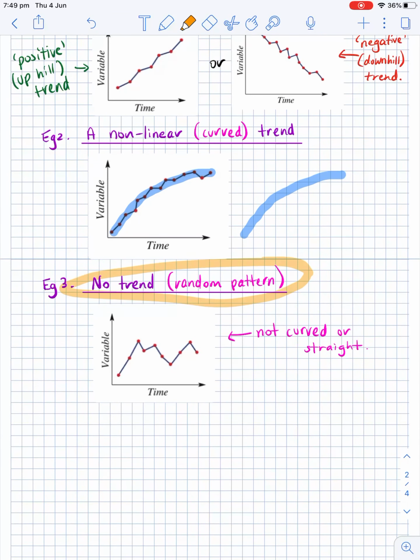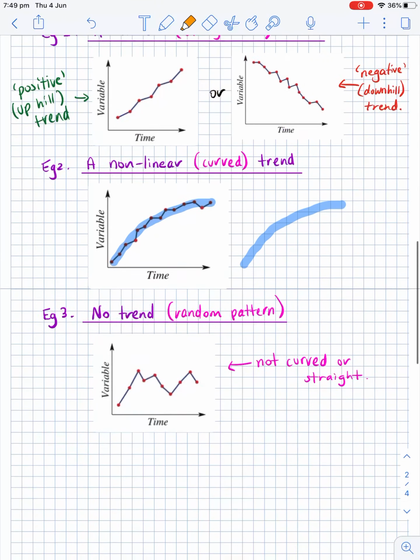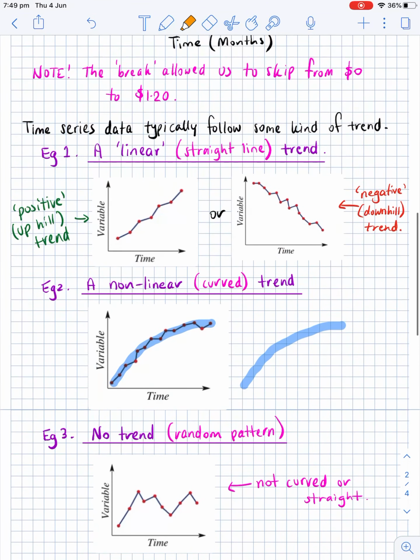And then lastly, you've got the no trend pattern, where it's quite random. You can see here that it's definitely not following any sort of straight line. It's going up and down, up and down. It's not following a curved line. It's very jagged. It's all over the place. So we would say that this sort of time series data has no trend. It's a random pattern. I hope this helps with the questions. Good luck.